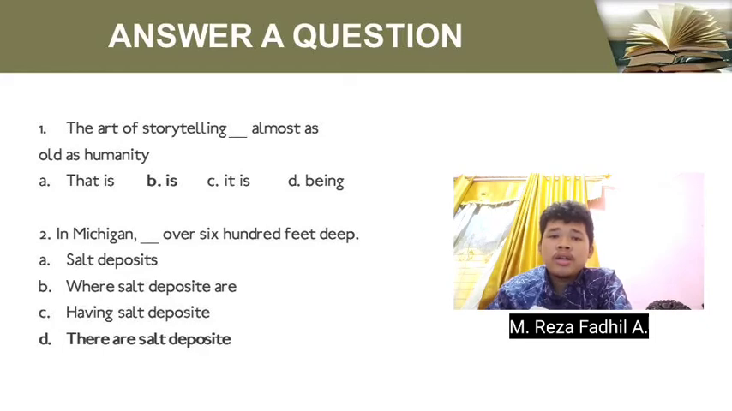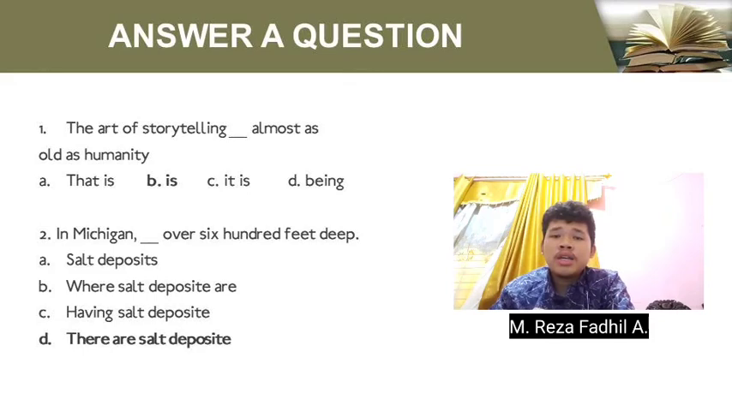And next, I will discuss a question about incomplete independent clauses. Number 1. The art of storytelling almost as old as humanity. A. That is. B. Is. C. It is. And D. Being. The answer is B. Is. Because the art of storytelling is the subject of the sentence. Almost as old as humanity is a complement. So what is missing from the sentence above is a verb. The correct answer is B.